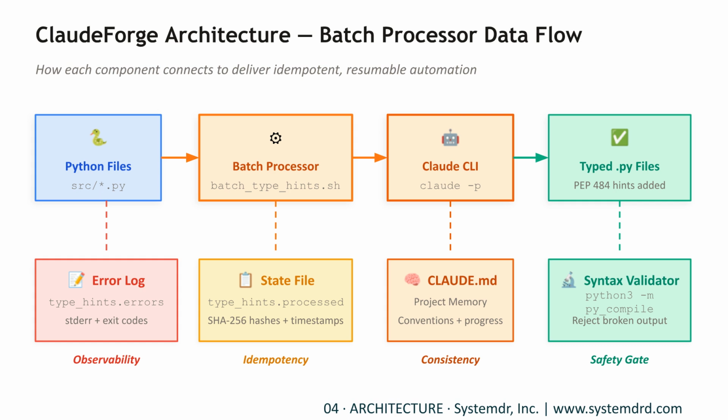Notice that observability, the error log, is a first-class component, not an afterthought. What other areas of your automation workflows currently lack proper observability?